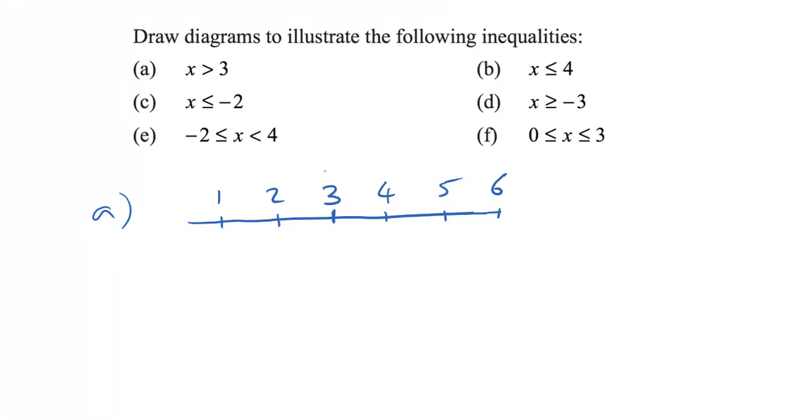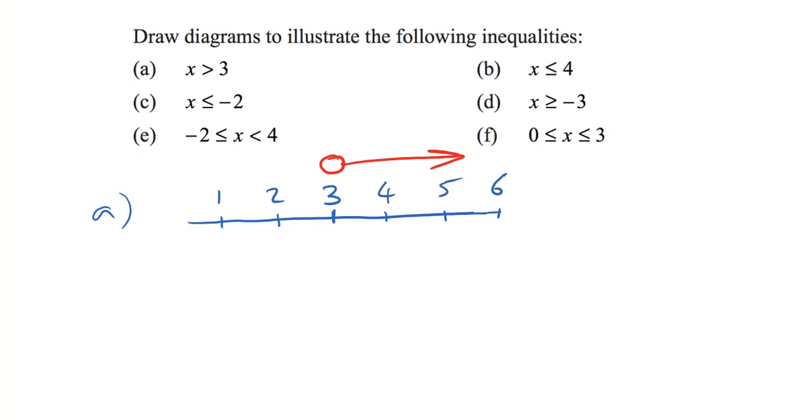Now, if I want to draw x being greater than 3, then what I'm going to do is draw a circle over the 3 and an arrow pointing in the direction that x could possibly be. So if x is greater than 3, it means my arrow is going to the right, going up. It's going to all the numbers greater than 3. So that is how I'm going to illustrate that inequality on a number line.